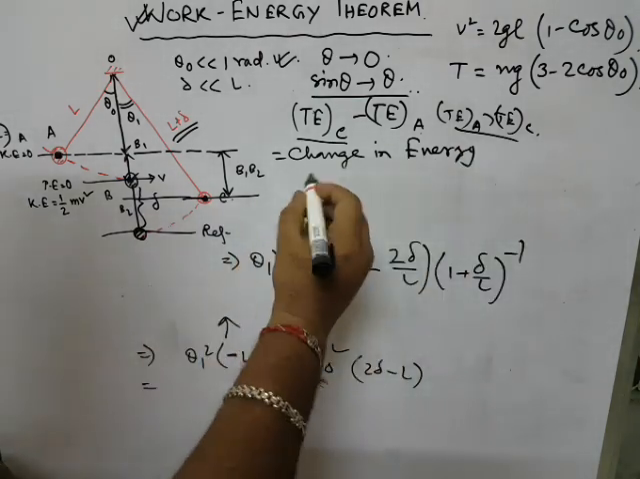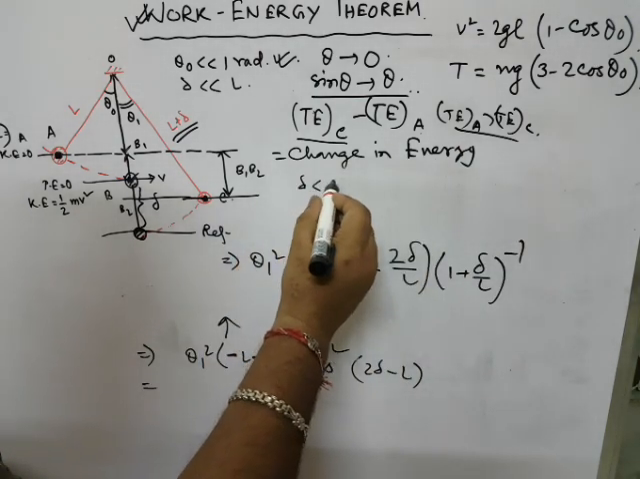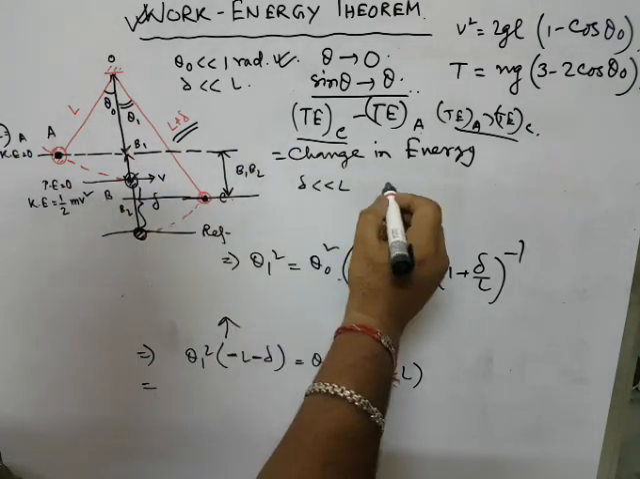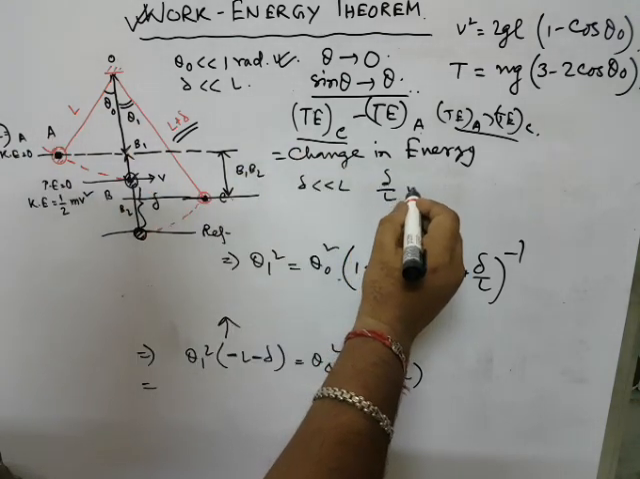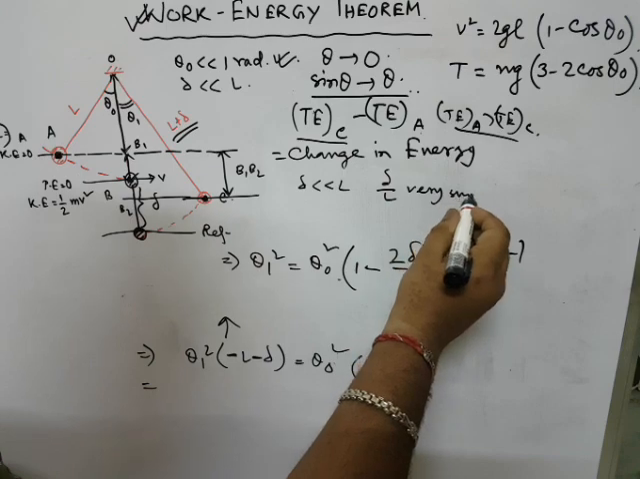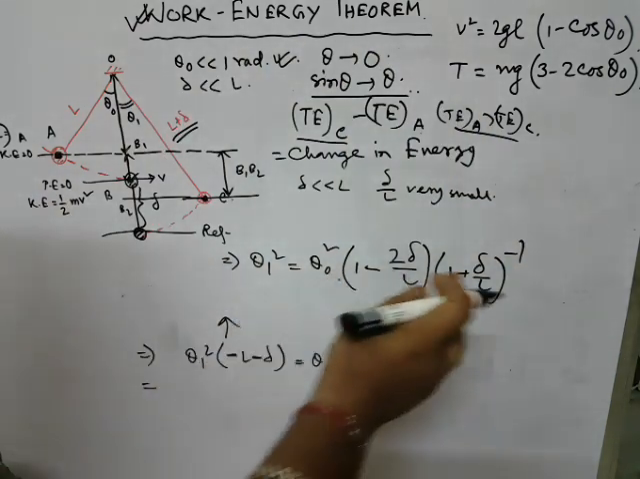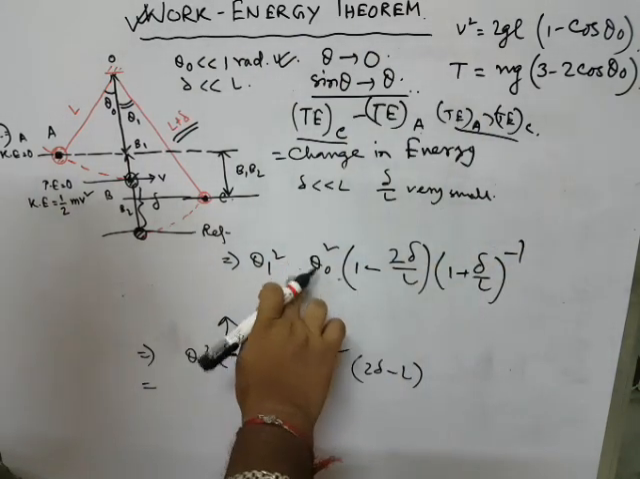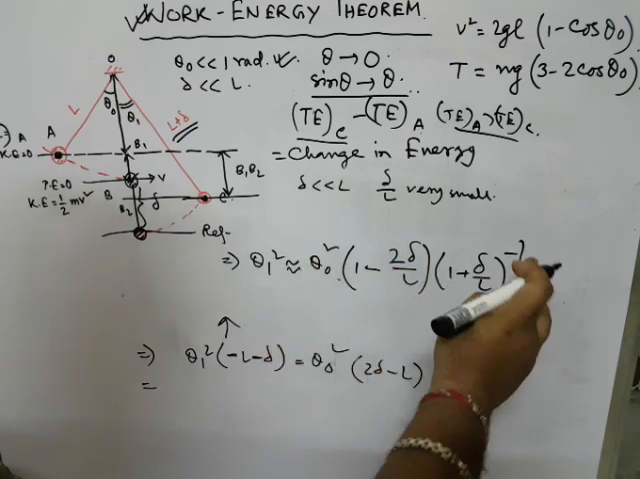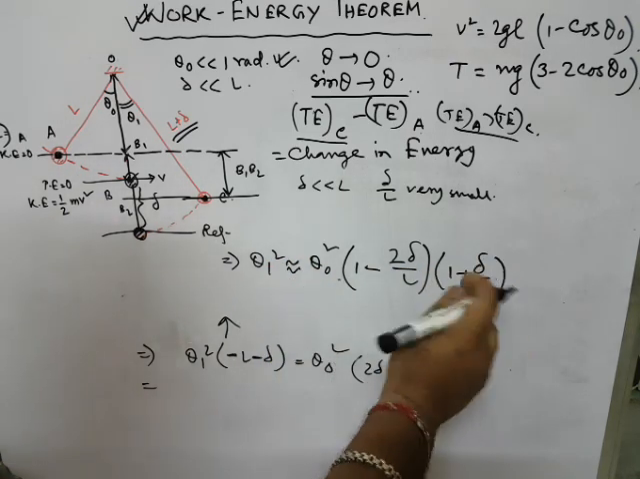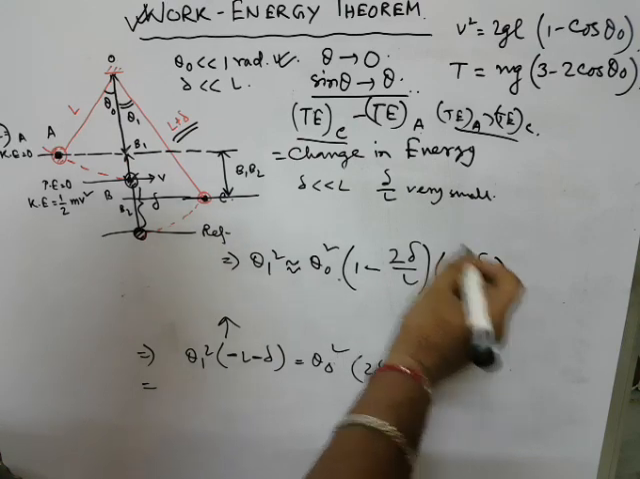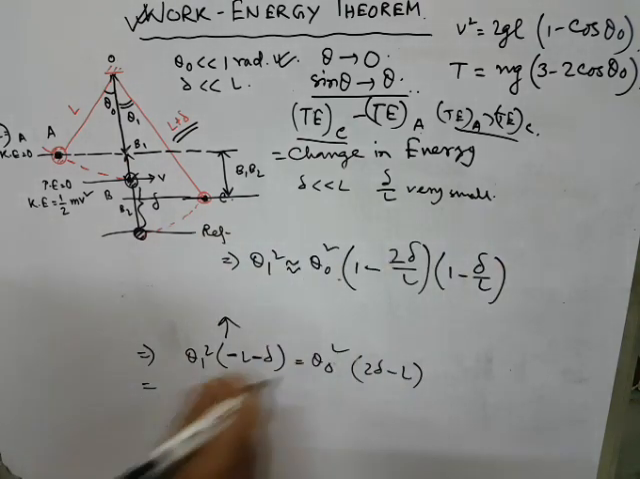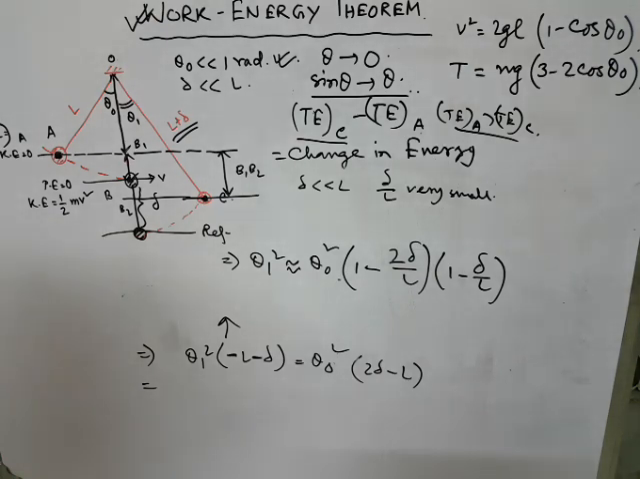Why have we taken this one? Because in the question it's given δ is very much less than L, so δ/L is very small. And when it is very small, then we can think of an approximation which is (1 + x)^-1, neglecting the higher terms in the expansion. So we're only taking the first order term of δ/L, and the higher order terms like δ²/L², δ³/L³ we can ignore.